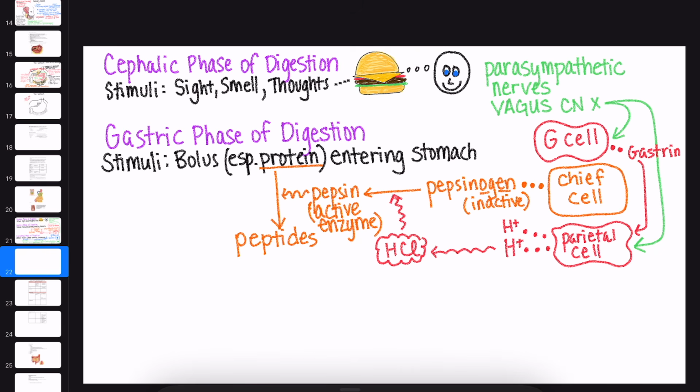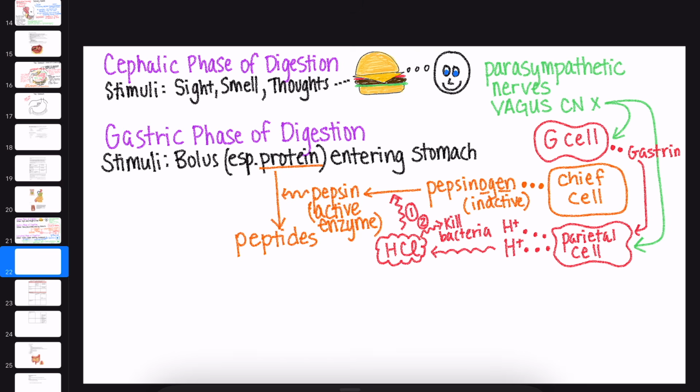One other thing that acid is really important for is not just that it's going to help us chemically digest protein by activating pepsinogen to pepsin, but it also is good at killing bacteria. So we can say that acid has two important jobs in our digestive activities. One is to keep us safe from foodborne illness, and the other is to begin the chemical digestion of protein.